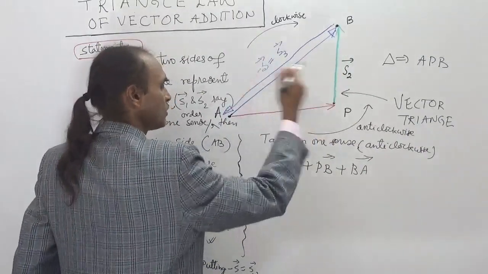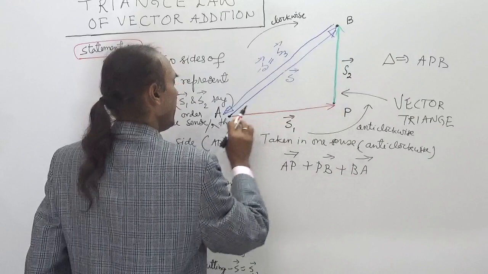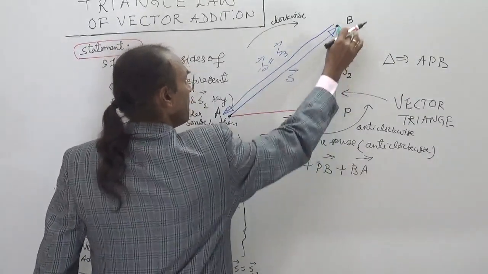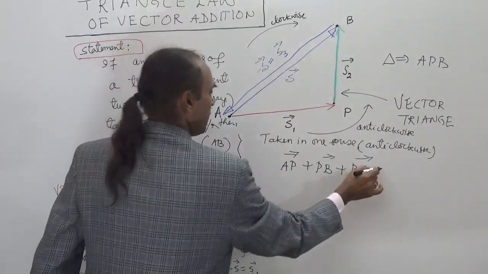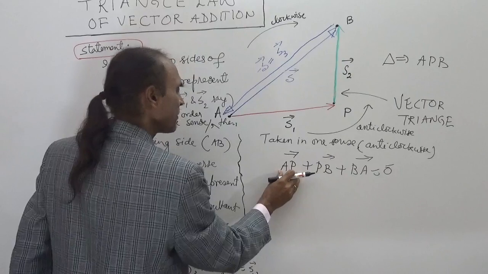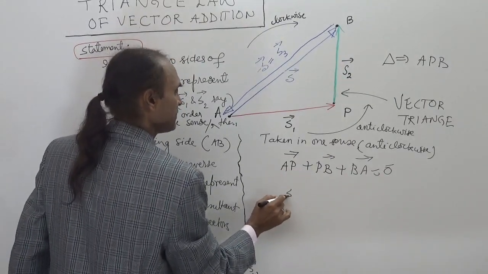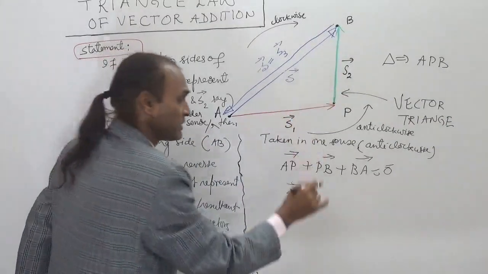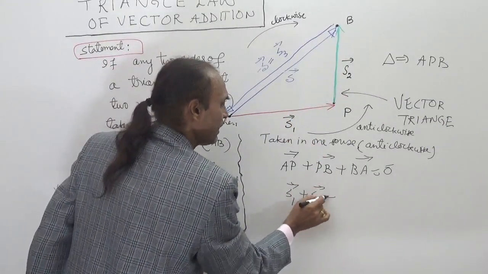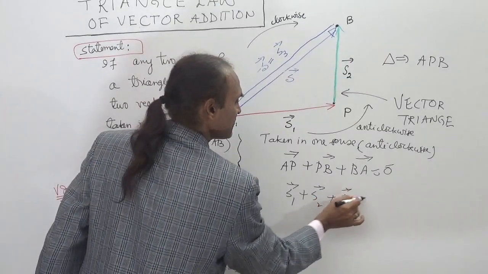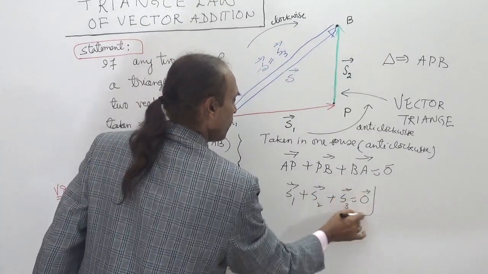You can take clockwise sense also. AP, A to P, then PB, P to B, then BA, B to A must be equal to zero vector. What is AP? AP stands for displacement 1, S1, PB stands for displacement 2, S2, and BA stands for displacement S3. That's equal to 0.